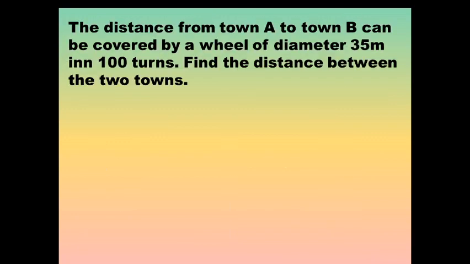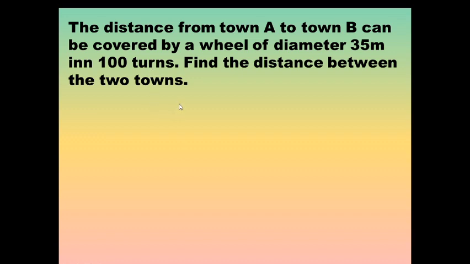Let's take a look at the next example: the distance from town A to B can be covered by a wheel of diameter 35 meters in 100 turns. There is some bit of a problem. Our "in" is supposed to be spelled IN, not INN, so you ignore that and write it properly. In 100 turns, find the distance between the two towns.